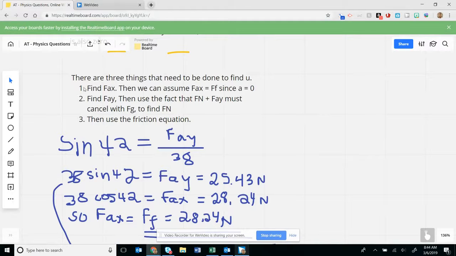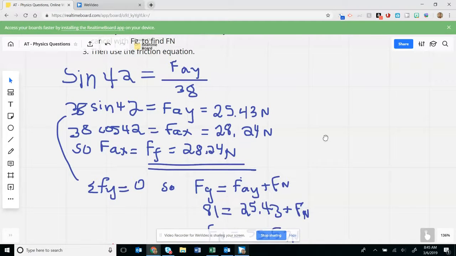Like I mentioned, we have to find f(x) and f(y), which are really those trig functions. But then we also need to apply those numbers vertically and horizontally. Then at last, we can use the friction equation. So here's how the math works out.